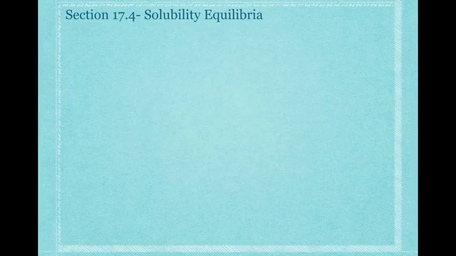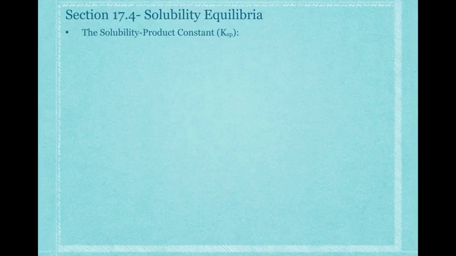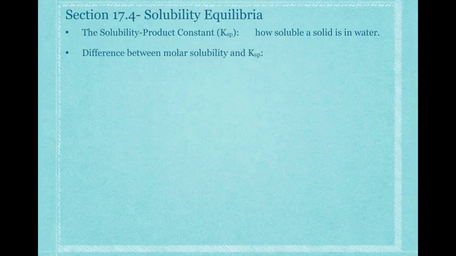In this lesson I'm going to be talking about another type of equilibria, which is your solubility equilibria. The solubility product constant is Ksp, and we're going to be using the same techniques that we used in the last couple of videos, but now with a new concept, which is studying how soluble a solid is in water. Now there are two terms that we're going to be using, and I want to make sure that we're clear on their meanings.